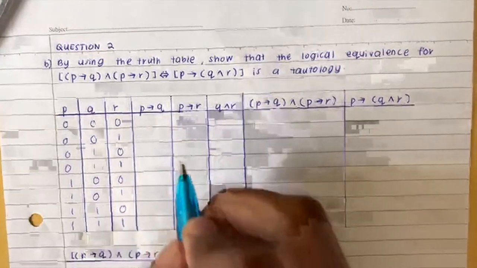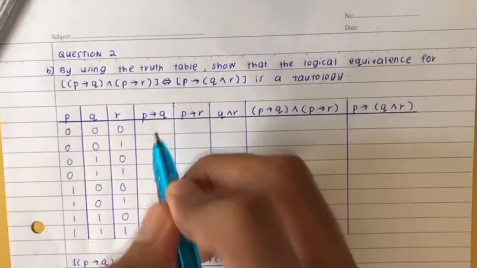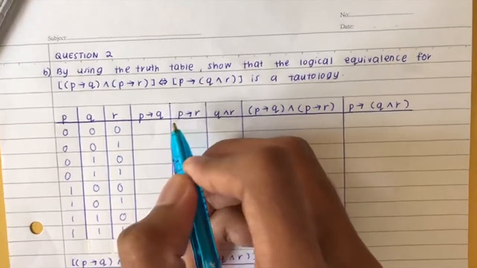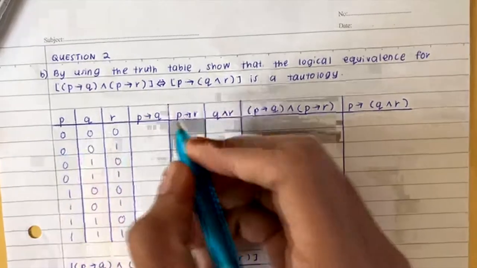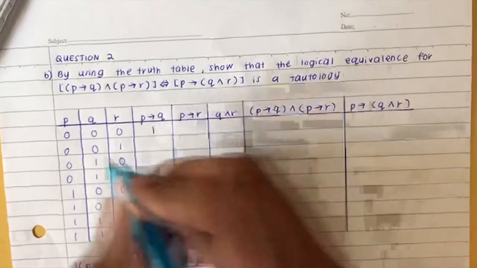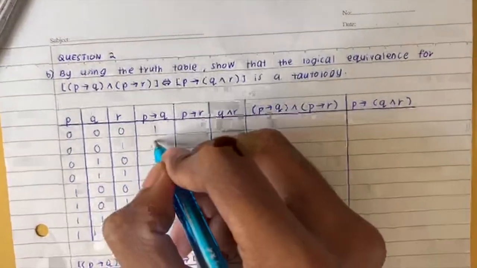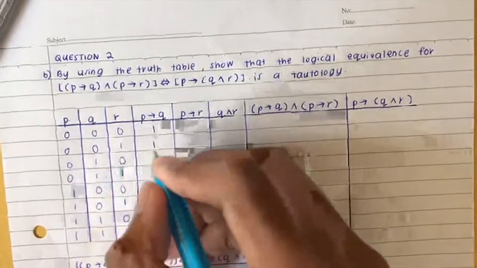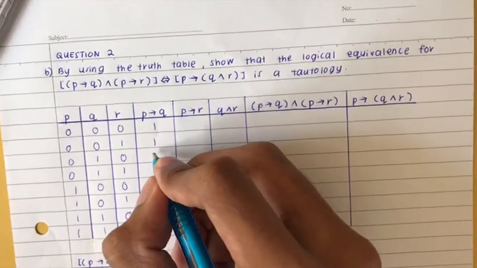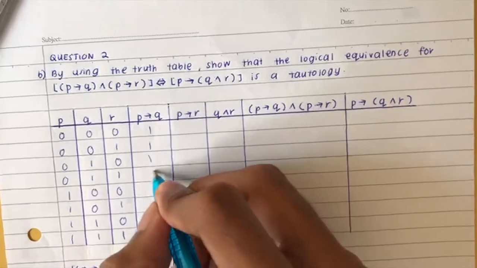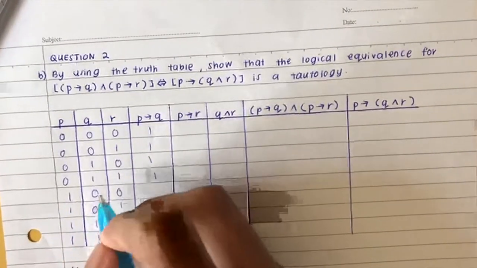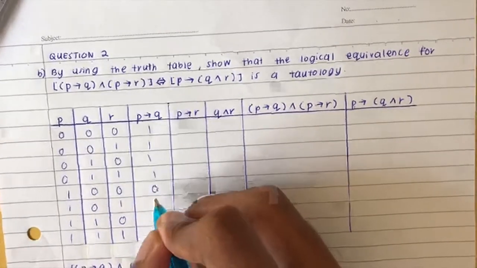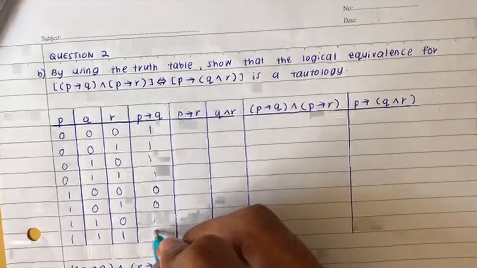The next thing we need to do is find the value for P implies Q, using the values from P and Q. When 0, 0 it becomes 1, and the same for the next, 0, 1, which is also 1, and 0, 1, 1. And when 1 implies 0, it becomes 0, and then 1 and 1.